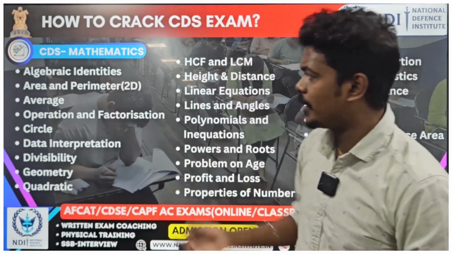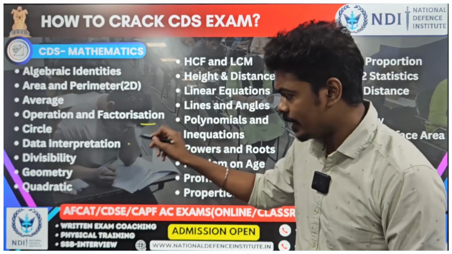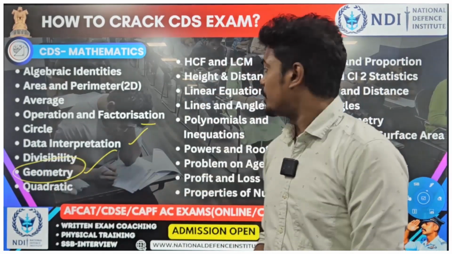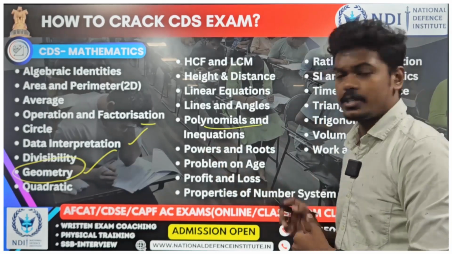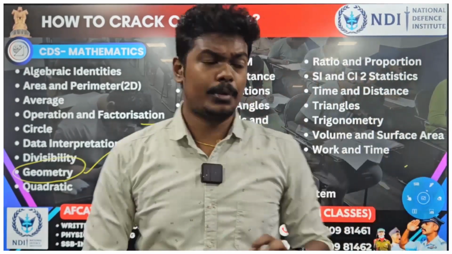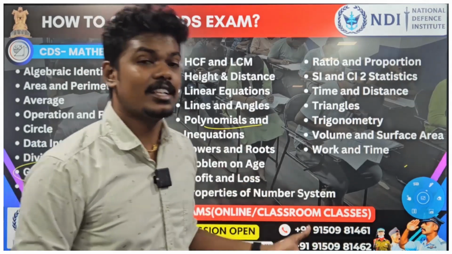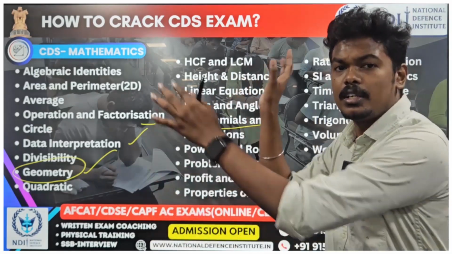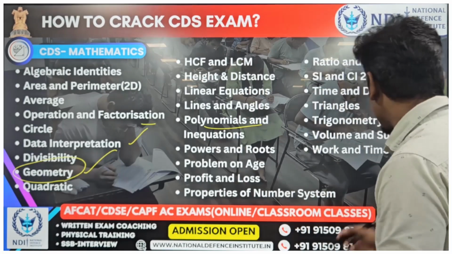You take a look at it: algebraic identities, area and perimeter, average, operations and factorization, data interpretation, geometry. In fact, geometry is of utmost importance. And you see here HCF and LCM, height and distance, linear equation, polynomial equations. So these are the topics. So just don't get deceived by the number of topics present in this screen, but so that is not so important. The strategy, how we are going to approach it, is important. This is a syllabus given according to the CDS notification, but what is the strategy for it? That is what we are going to see. Listen carefully now.